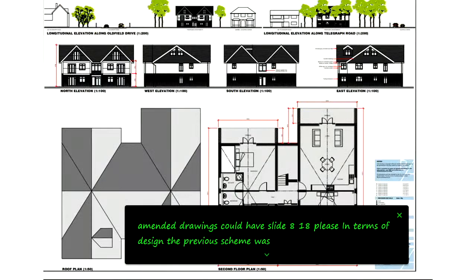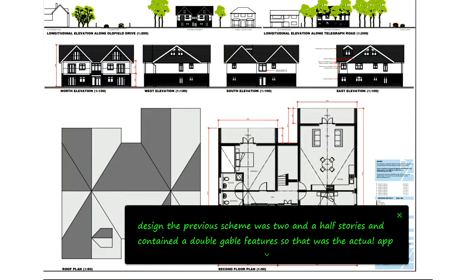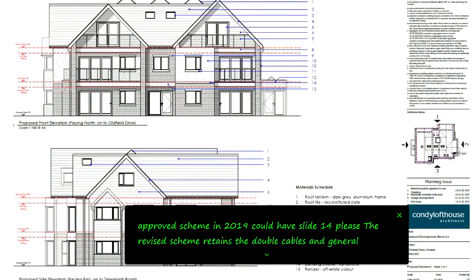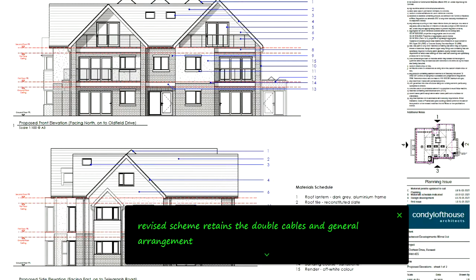In terms of design, the previous scheme was 2.5 storeys and contained double gable features. So that was the actual approved scheme in 2019. Could I have slide 14, please? The revised scheme retains the double gables and general arrangement. The window arrangement is also similar to the previous scheme, and the use of materials is considered to be characteristic of the earlier properties along Oldfield Drive.